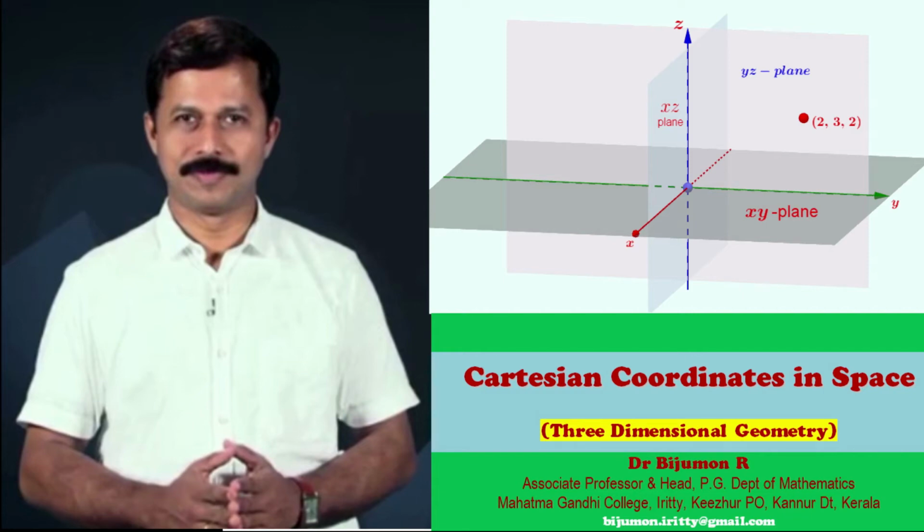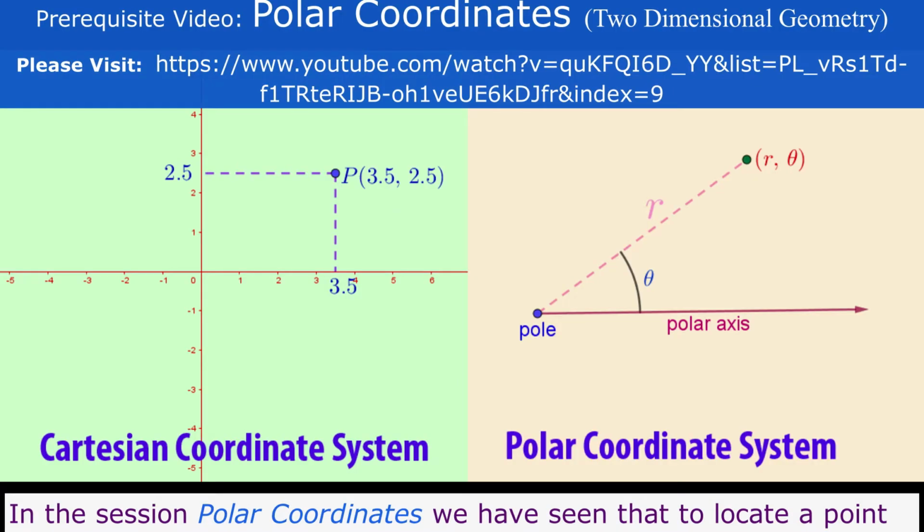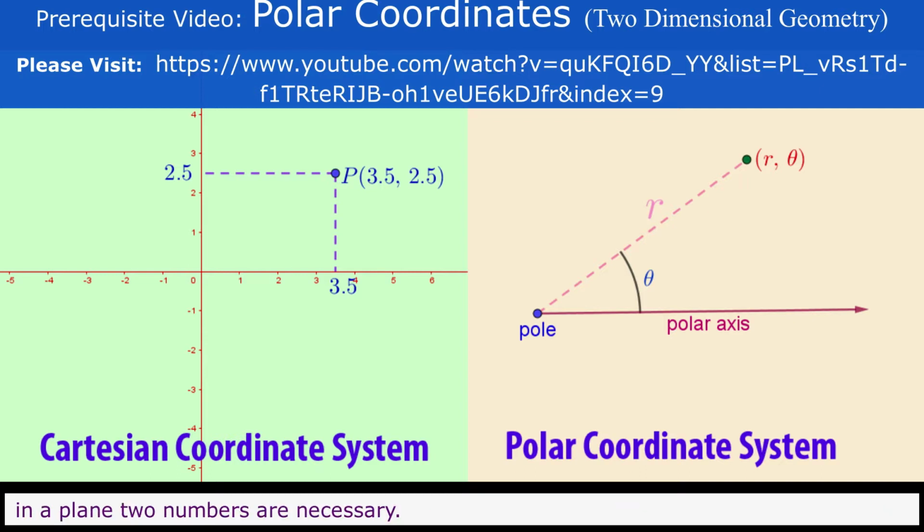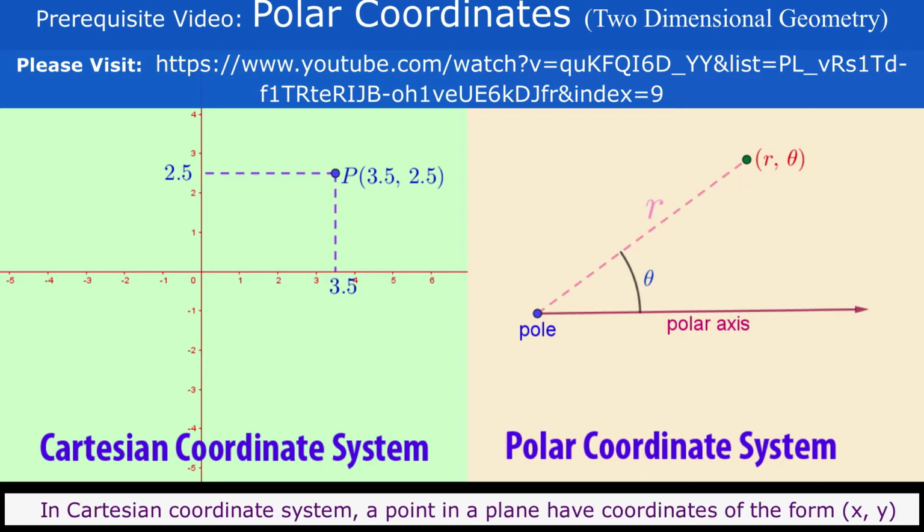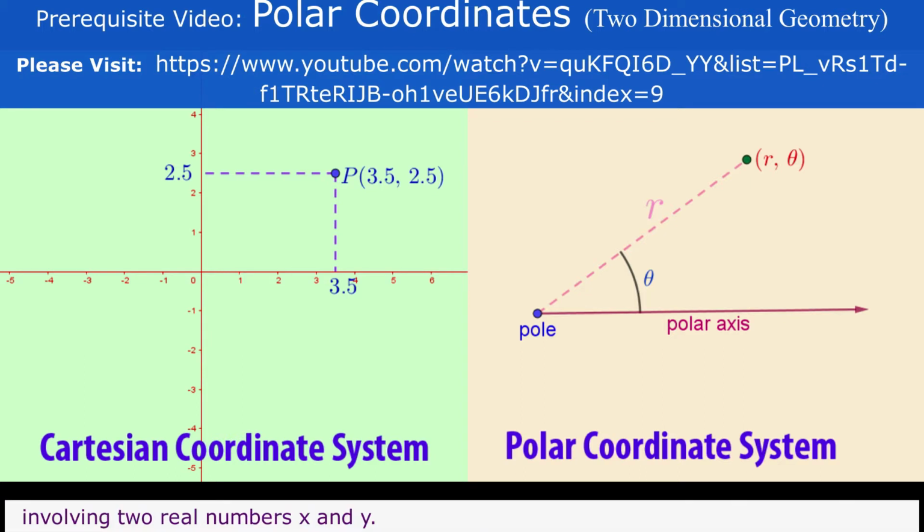Three-dimensional geometry. Cartesian coordinates in space. In the video session on polar coordinates, we have seen that to locate a point in a plane, two numbers are necessary. In the Cartesian coordinate system, a point in a plane has coordinates of the form (x, y), involving two real numbers x and y.